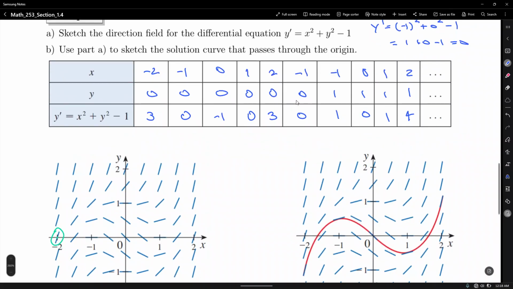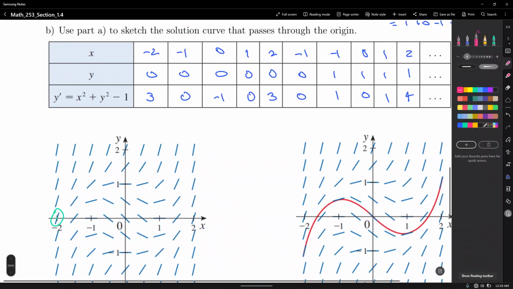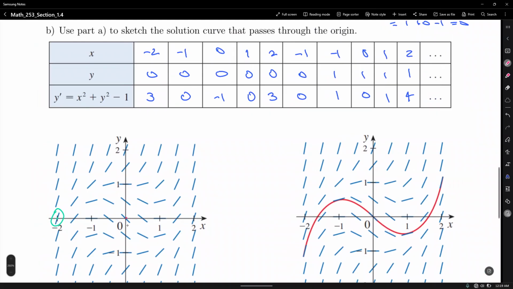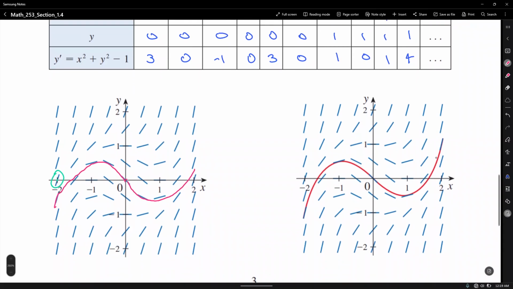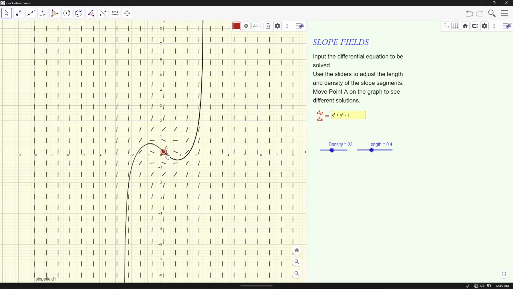To sketch the solution curve that passes through the point (0, 0), that is the origin. Okay, so let me just do the dot at the point (0, 0), and if we follow the path, it kind of looks like this, like a magnet. In fact, for our convenience, we have a nicer sketch right here. How about we verify this using GeoGebra? Oh, actually, that's the graph I already had before, with initial condition y(0) = 0, which is really the origin.